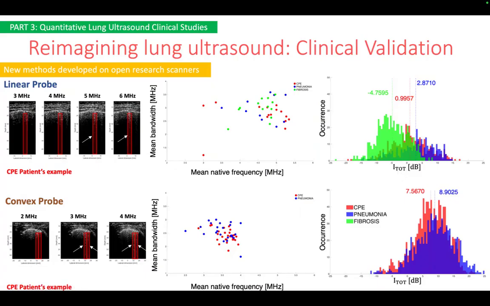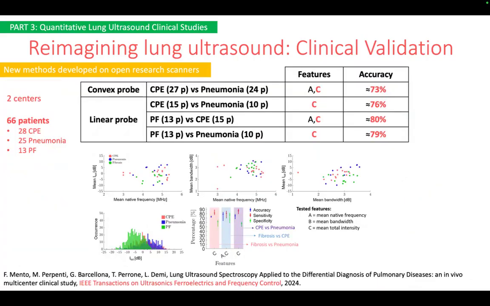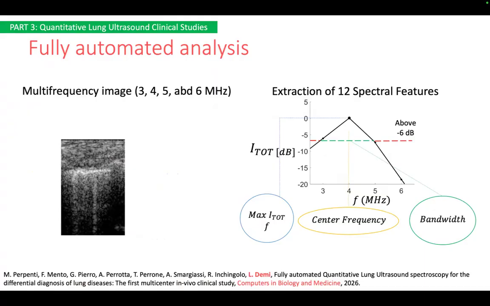And if you use these three features, feeding them to standard classifiers, you could see that we can get accuracies up to 80% in the differential diagnosis between pathologies such as CPE, pneumonia, and pulmonary fibrosis. And this was a study involving 2 centers and 66 patients. So this still had the component where we had to segment manually the artifacts. So that's why we moved to a fully automated analysis recently.